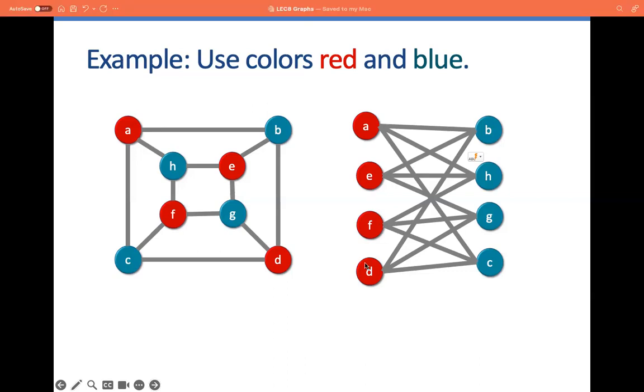into two disjoint subsets. So all the red nodes are A, E, F, and D. And all the blue nodes are B, H, G, and C. As you can see, we have retained here the edges and the connections from this graph. So A is still connected to B, H, as well as C. And E is still connected to B, H, as well as G, and so on and so forth. You can verify it yourself.